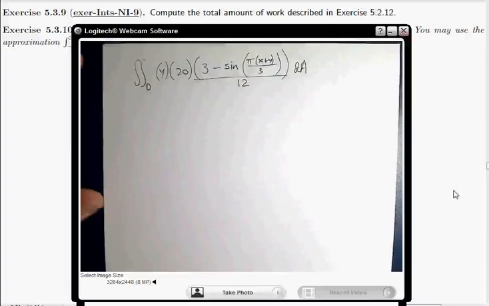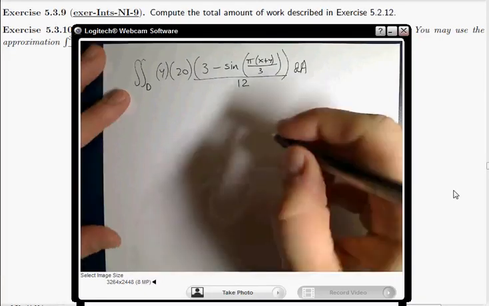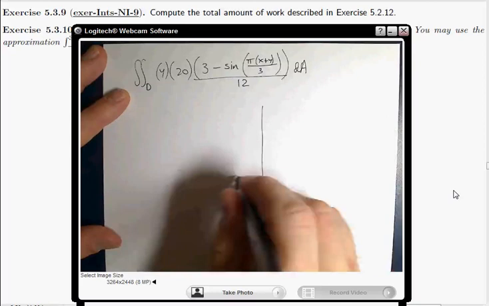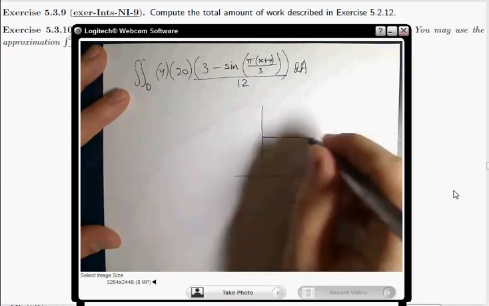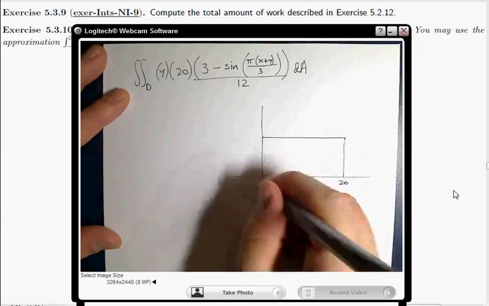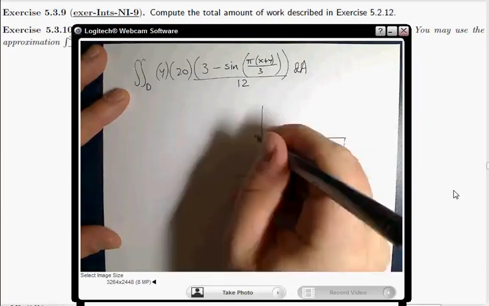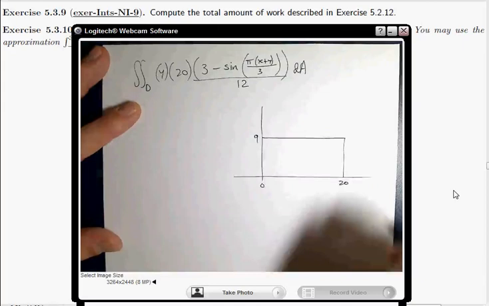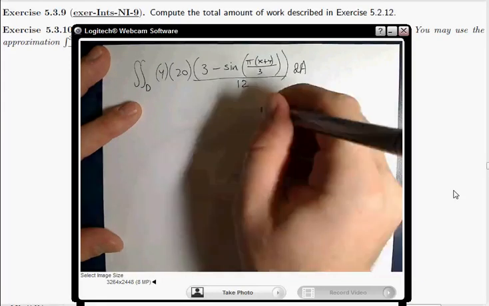Okay, so that's right. This was the integral that we ended up with in exercise 5.2.12 that this refers to. Computing it is what this exercise is about. So we have to take our shape. Now our wall was like this. The height was 9 and the width was 20. That's the x-axis, the y-axis.